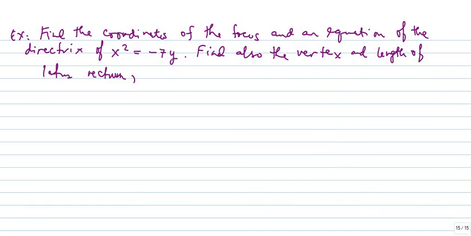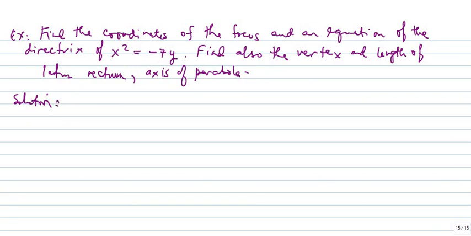Find the length of the latus rectum, the axis, and the equation of the directrix of the parabola. First, our equation is x squared equals negative 7y. So we need to find the directrix equation.